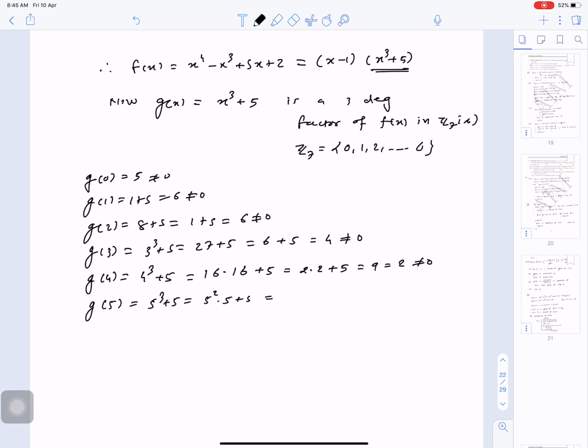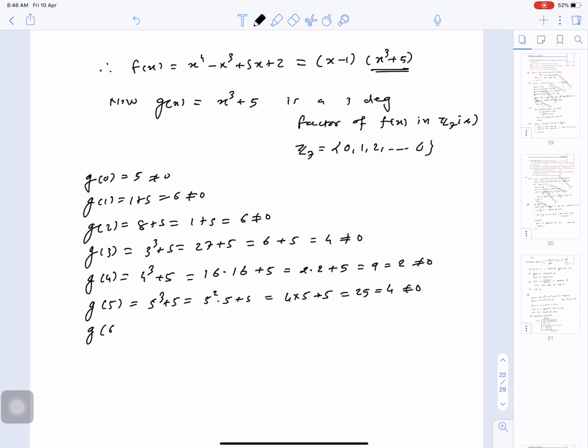Z7, so it is ultimately 6, and then it will be 4 into 5, 25. 25 in Z7, 7 3 is 5, 25 in Z7 is 4, yes, 7 3 are 21, so it is 4 into 5 plus 5, so it is 20 plus 5, so it is 25, and 25 means 4, so it is again not equal to 0.